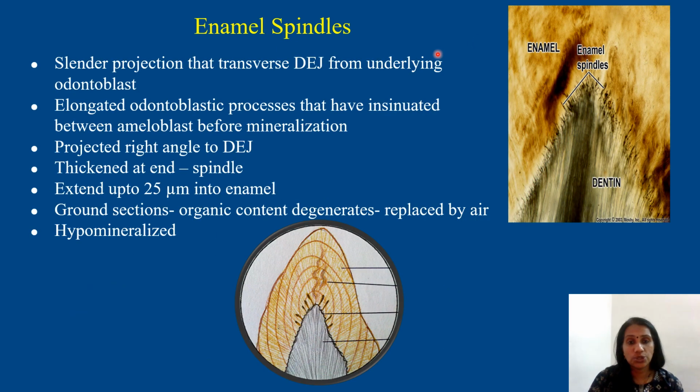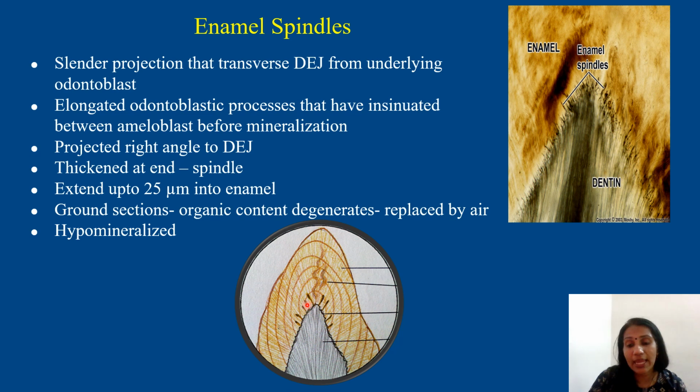The other structure which you see is enamel spindle. Now, enamel spindle, you should remember that this is the only structure which is actually not a part of enamel but seen in enamel. That means it is a part of dentin. It is a structure which is a part of the dentin, but it is going to be present within the enamel. So, it is the only structure in enamel which is truly not a part of enamel but is seen in enamel. This is actually a slender, small projection which bypasses your dentino-enamel junction and extends into the enamel.